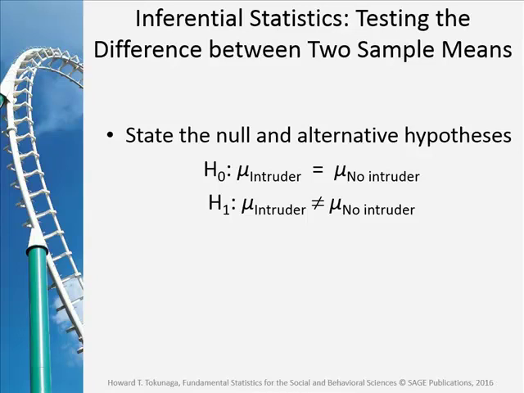First step in any analysis, what's the null hypothesis? The null hypothesis always says that there's no relationship. So the average time when you have an intruder should be the same as when you don't have an intruder. So the null has these two means being equal.